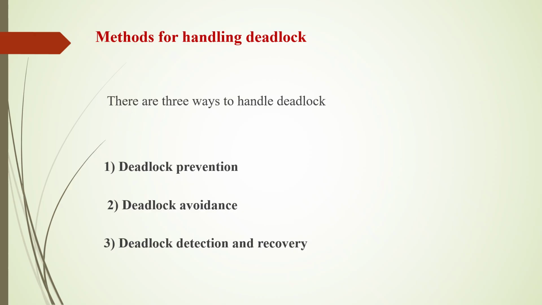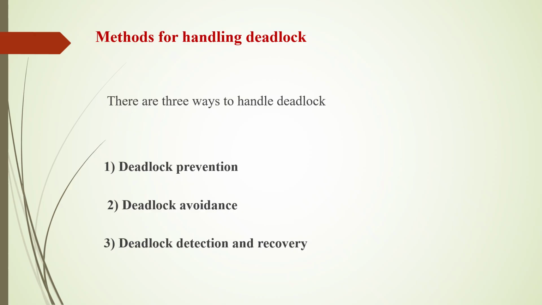The third method is deadlock detection and recovery. In this approach, the operating system does not prevent or avoid deadlock. Instead, it allows deadlock to occur, continuously checks whether deadlock has happened, and then takes action to recover from it. Recovery may involve terminating one or more processes or taking away resources from certain processes so that the deadlock is broken.